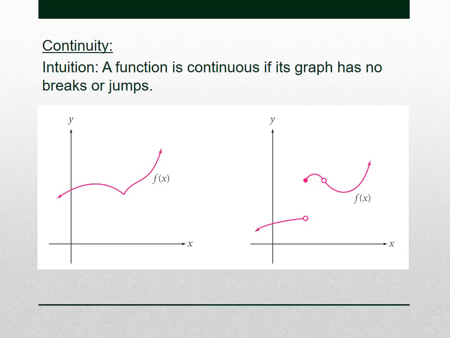The function on the right has a jump here and then a hole here. So both of those, this jump and this hole, lead to this function being not continuous at those different x values. Notice that you could not draw this without lifting your pencil off the paper, in fact, in two spots. Okay, so that was our intuitive definition of continuity.